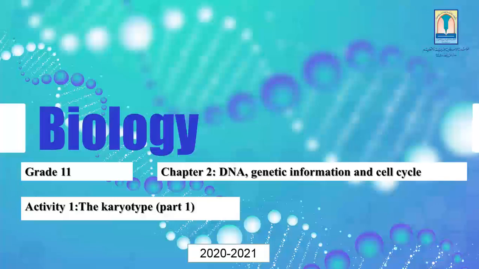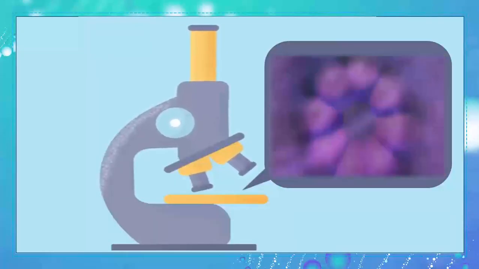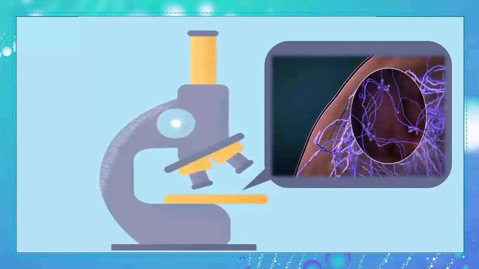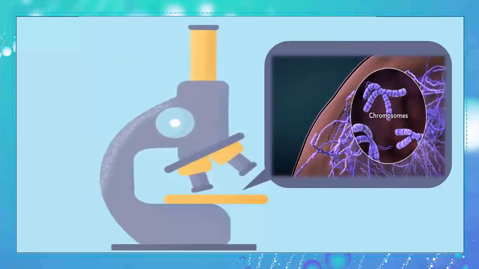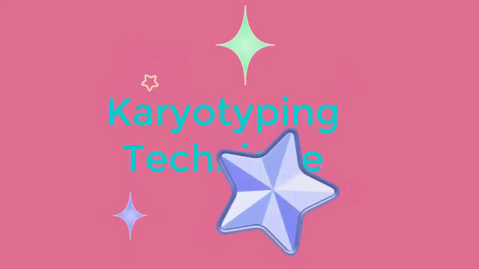Let's return briefly to the title of this chapter, DNA, Genetic Information. If we want to study the DNA and genetic information, we need to find where they are. Well, you've learned previously that this DNA is found inside the nucleus in molecules called chromosomes. So how can we study the chromosomes of an individual? The answer lies in the karyotyping technique.